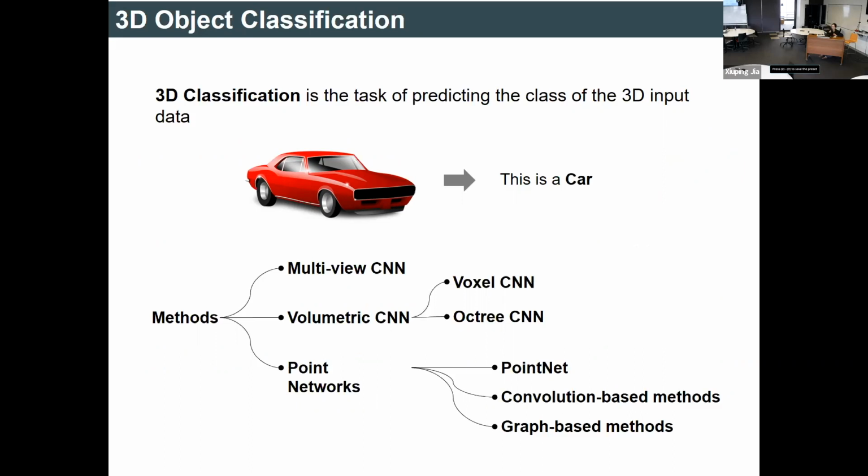Now, I want to share with you some popular deep learning models defined for different kinds of 3D representations. They include the multi-view CNN, the volumetric CNN, which includes the Voxel CNN and Octree CNN. And the last category is the point networks, which directly learn from the point cloud without voxelization. Among the point networks, I will mainly focus on the PointNet model. And there are many other works based on spectral convolution, spherical convolution, and also graph neural networks.